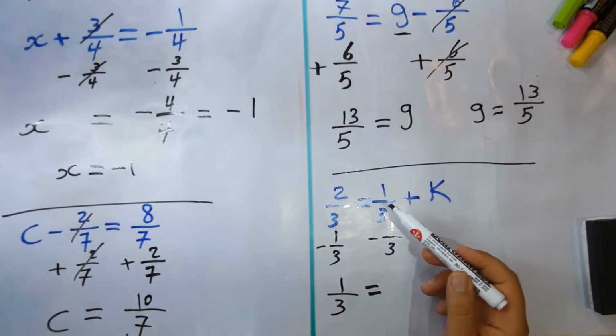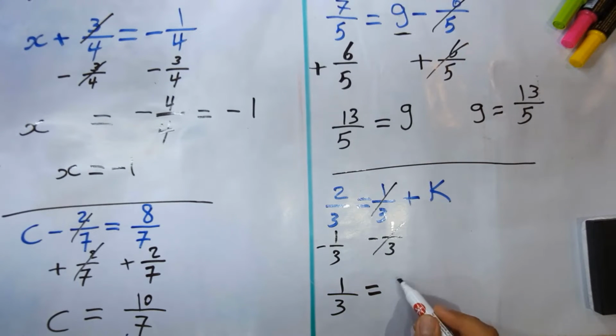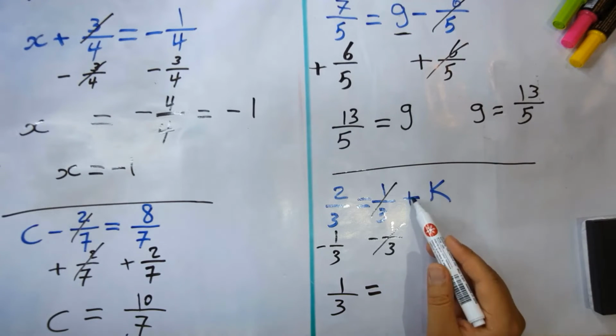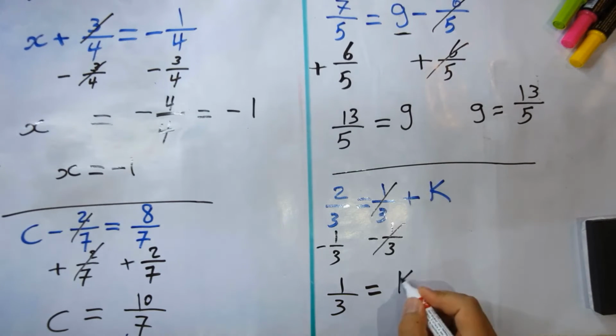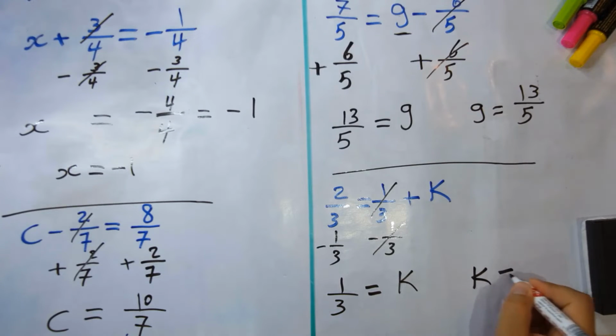On the other side, we have 1 over 3 minus 1 over 3 is 0. But we don't write 0. It's not important. Then the remainder is k. Then can we say 1/3 equal k or k equal 1/3? If you want to write it changing the two sides, it's the same. If you write k equal 1/3.